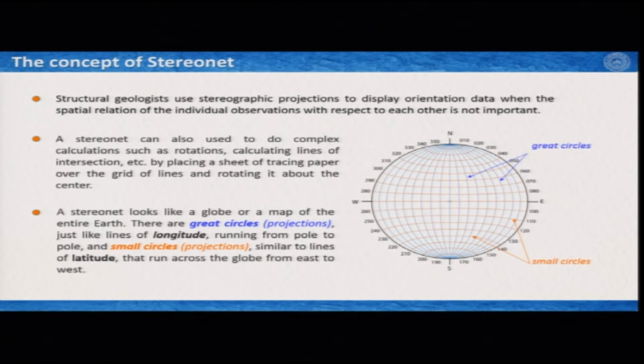In general, what we generally see in a stereonet essentially looks like the globe in plane, and it has some grids. There are some vertical grids and there are some horizontal grids. The vertical grids are known as great circles, and it is very analogous to what we call longitude, running from one pole to another pole. And then there are some small circles that run from east to west of this circle. So, in this image, the great circles are marked by blue color and small circles are marked by orange color.